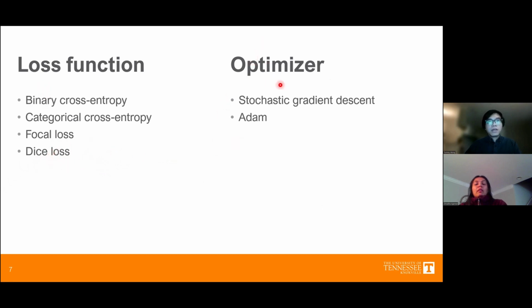For the optimizer functions to perform back propagation, typically the Adam optimizer is used these days, but also stochastic gradient descent has shown some improvements over Adam, even though it's an older algorithm, when it comes to data with high class imbalance or sparse data sets.